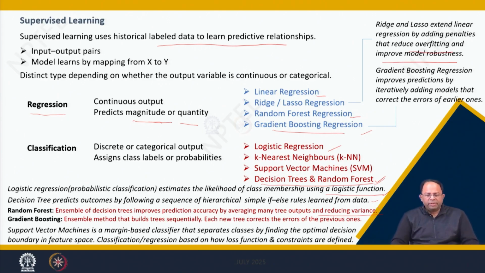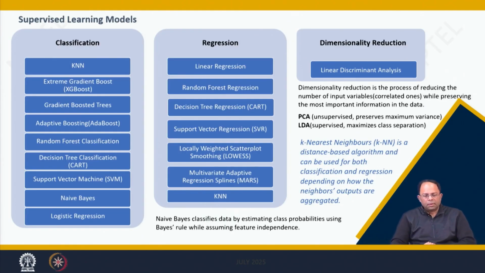Along with that, we also have support vector machines. Support vector is a margin-based classifier, a classifier that separates classes by finding the optimal decision boundary in the feature space. It all depends on the loss function or the constraints which are defined to determine how the optimal decision boundary will be formed. So these are the different popular supervised learning models, and we will cover many of them in this particular course.